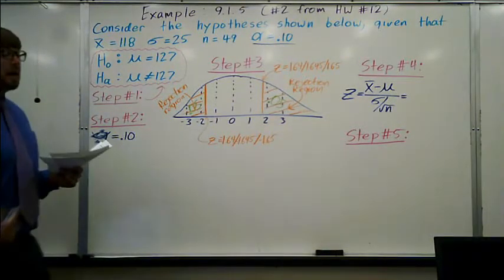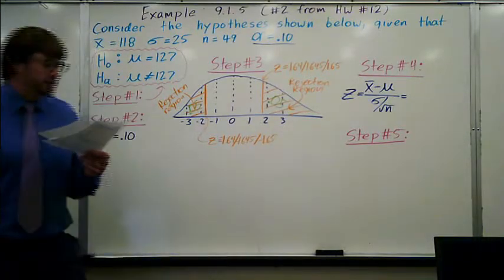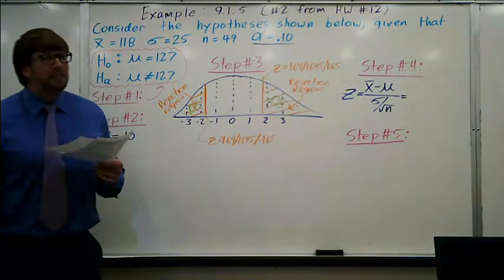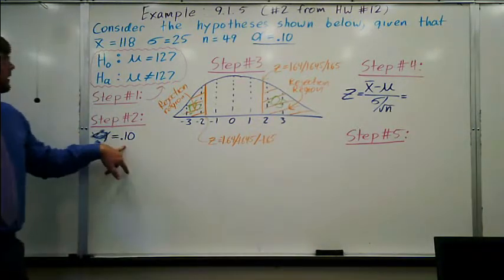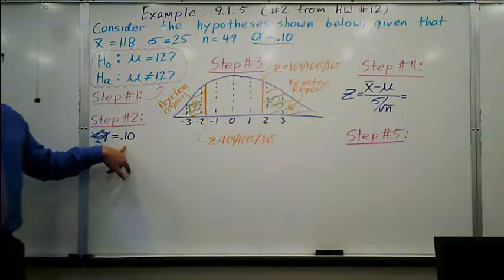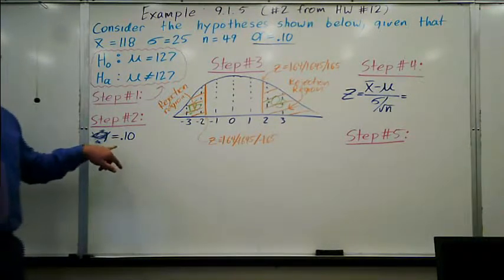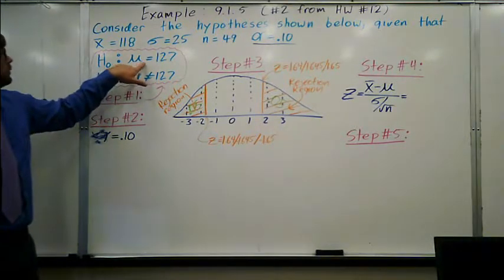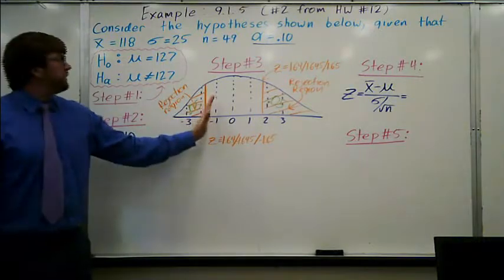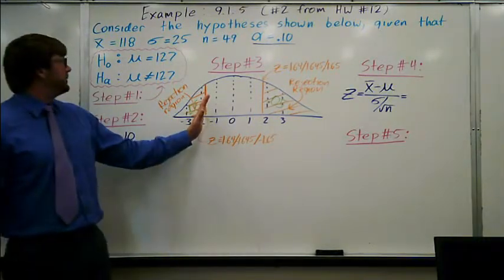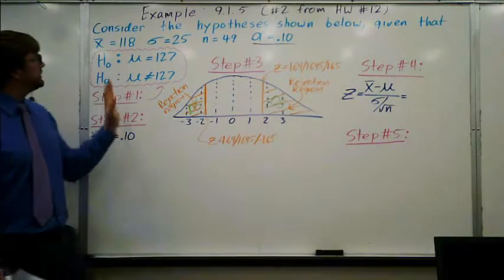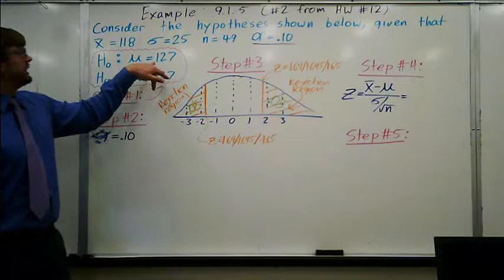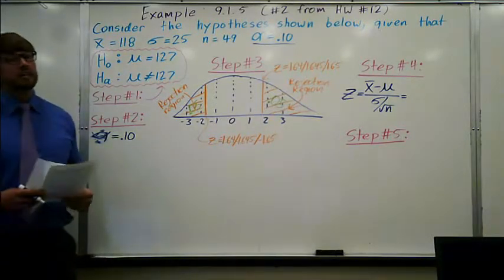All right, step number 3 is to calculate your critical z-values and identify the region of rejection. And this is strictly based on our significance level. So now, first thing we want to think about is our null and alternative hypotheses. If these are equal to, not equal to, that means we have a two-tailed test because we're worried about it being either less than 127 or greater than 127. When you have a greater than, less than type of test, then it's going to be a one-tailed test.